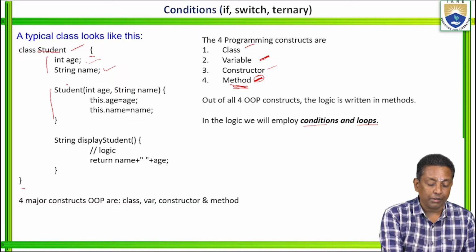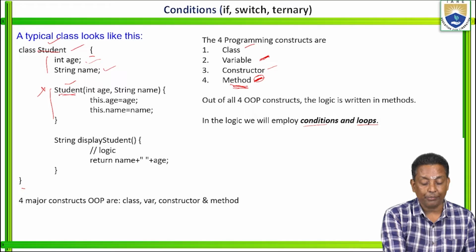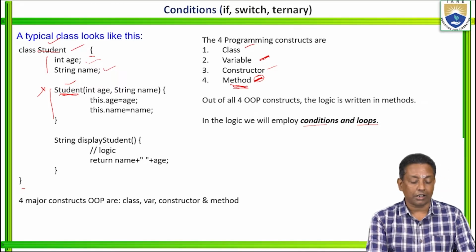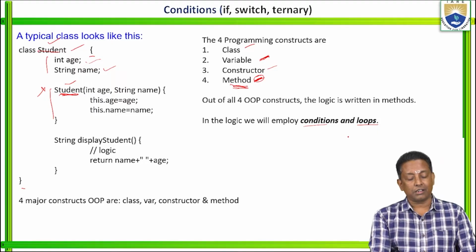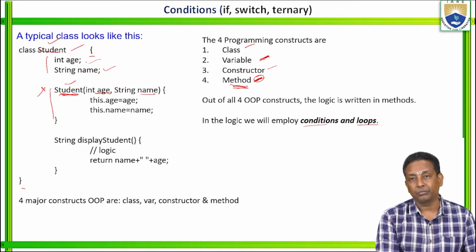Whichever method we write with the same name as the class name inside the class is called a constructor. The constructor doesn't contain any return type. The class type itself is the return type. So, with the same name as class name, we'll write a constructor in the class. And this constructor is taking 2 parameters. One is int age and the other one is String name.